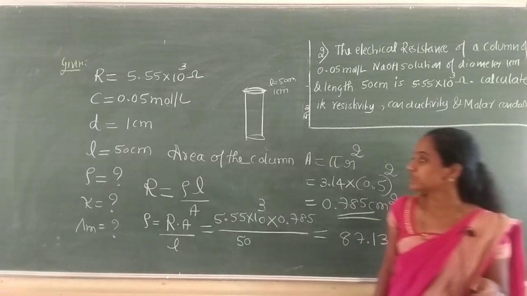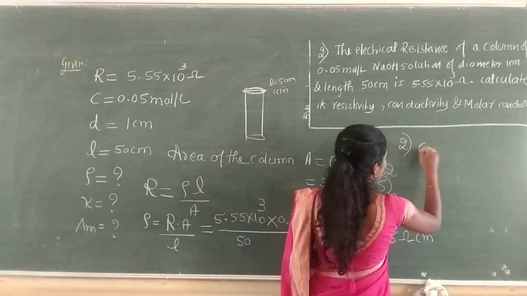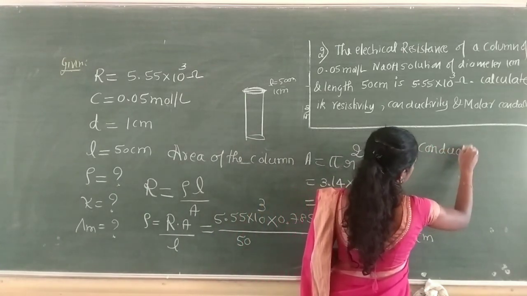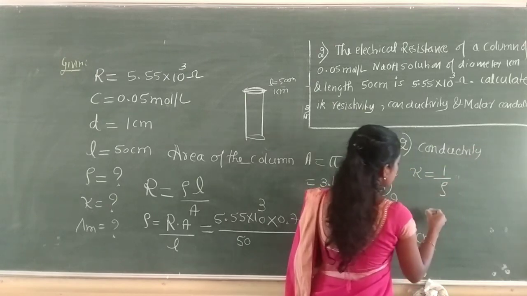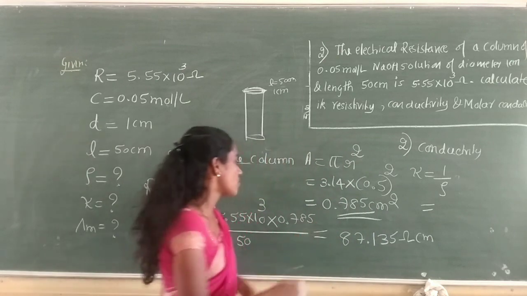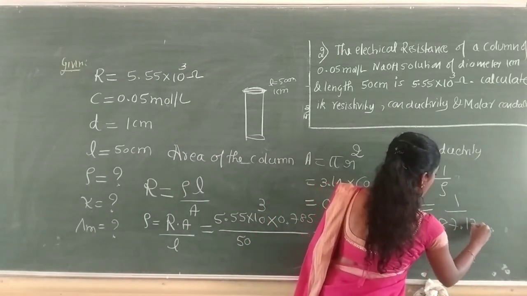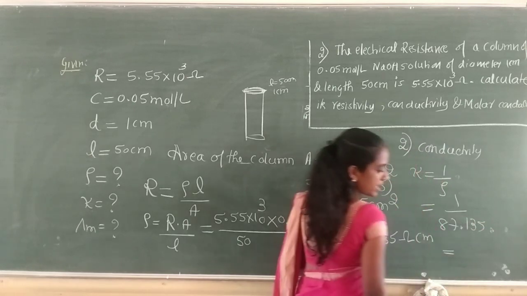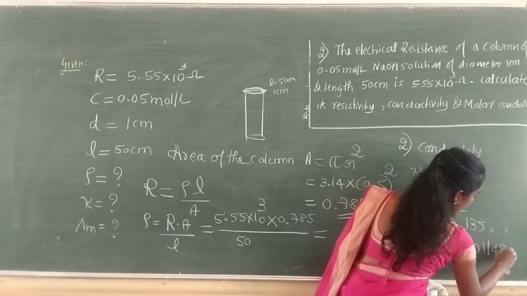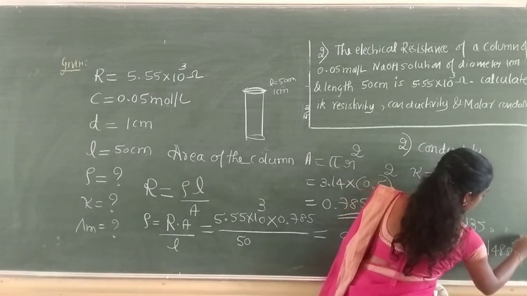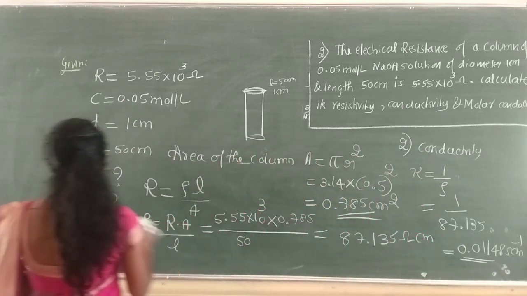Now let us calculate the conductivity. So what is the conductivity? Conductivity K, kappa, is equal to 1 by rho. It is a reciprocal of resistivity. So 1 divided by 87.135, it is equal to 0.01148 Siemens centimeter inverse.